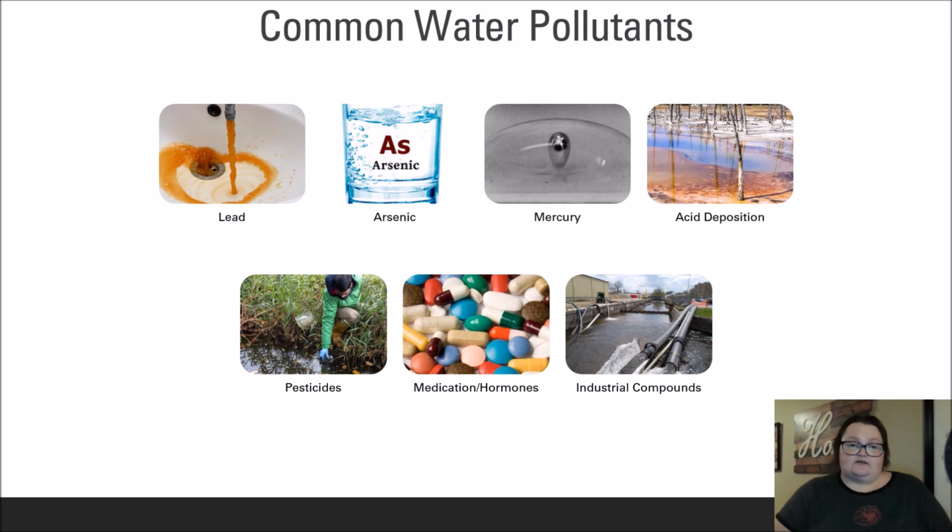Arsenic is a byproduct of the breakdown of some rock types and is more likely to be found in well water than treated water. Deeper aquifers are more likely to be contaminated by arsenic than those that are closer to the surface.